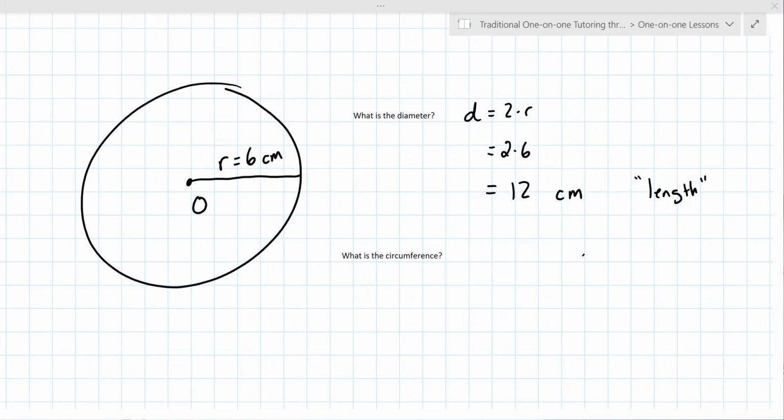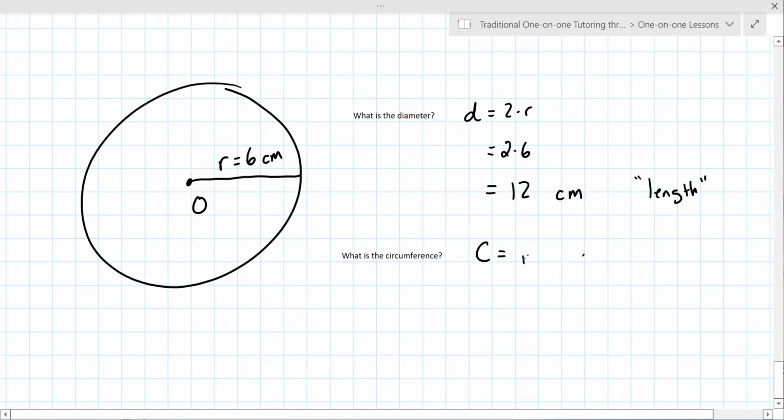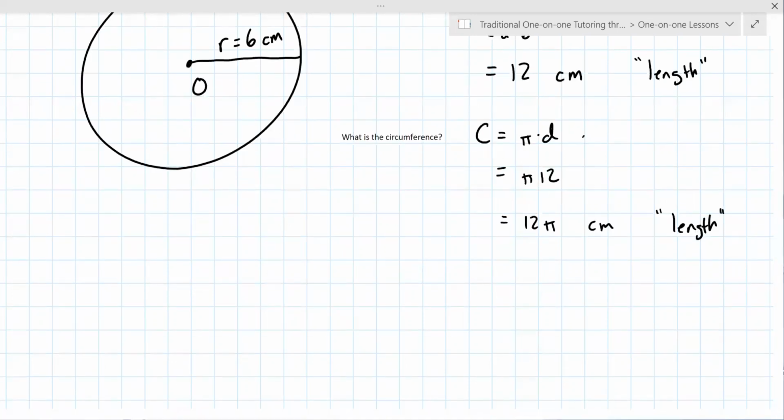Okay. All right. And now that's 12 centimeters, and then you should multiply by pi. The formula for circumference is pi times diameter, pi times 12, or 12 pi centimeters. The circumference is also a length. Yep. Okay. Last question here.